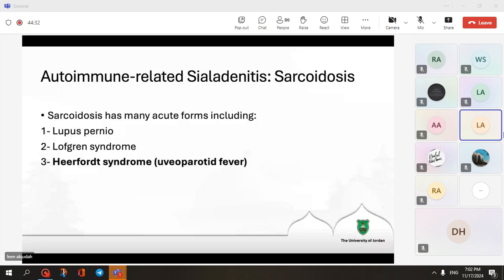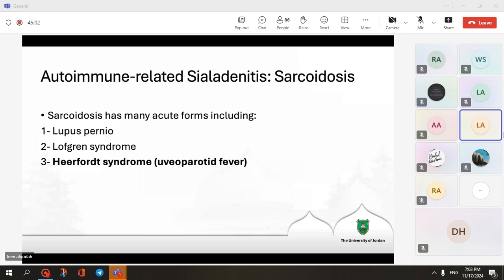Now, the second autoimmune-related sialadenitis that you should know of is sarcoidosis. Sarcoidosis has many forms, but we're going to discuss the acute forms of sarcoidosis. We have 3 acute forms: lupus pernio, Lofgren syndrome, and Heerfordt syndrome. Lupus pernio is basically cutaneous, just facial sarcoidosis with erythema nodosum on the legs. Lofgren syndrome is arthralgia, erythema nodosum, and hilar lymphadenopathy on chest X-ray.